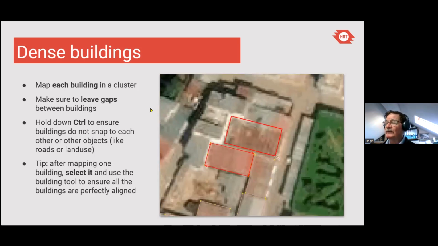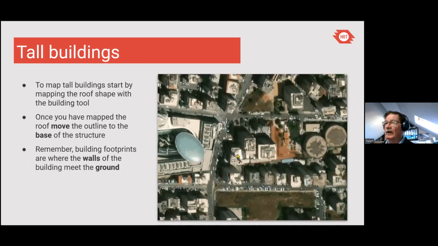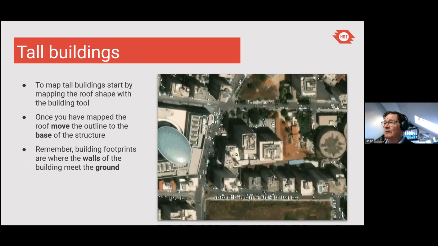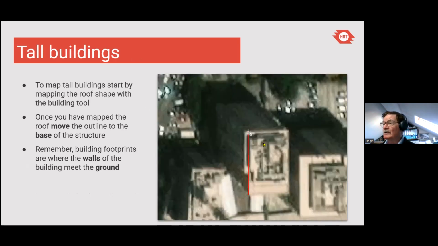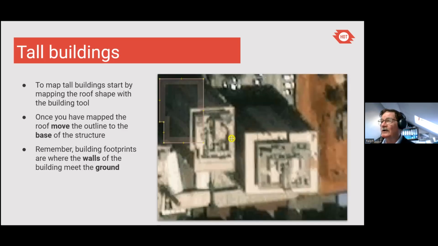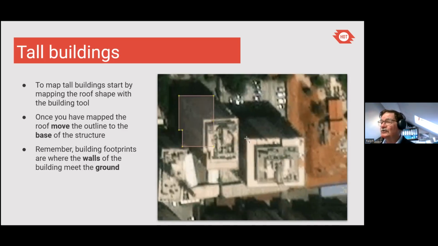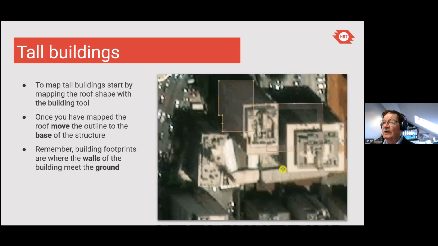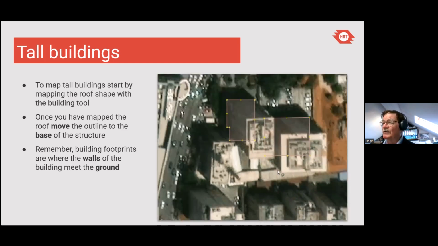Tall buildings. Now, to map tall buildings, you start by mapping the roof area. That may be well set off away from the building footprint. Now, when you look for the footprint, be careful not to decide on the shadow. You need to identify where the actual footprint of the building is, and don't include the shadow in that. So that is one thing that you have to do.